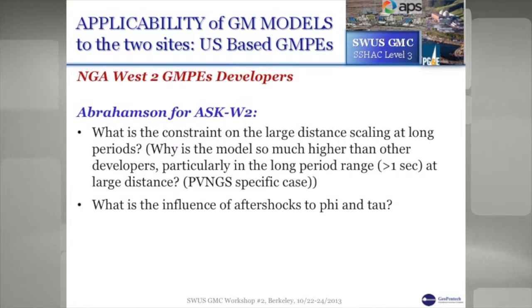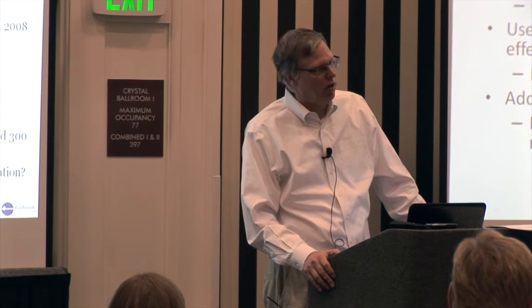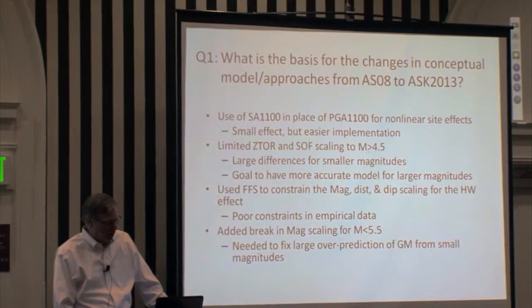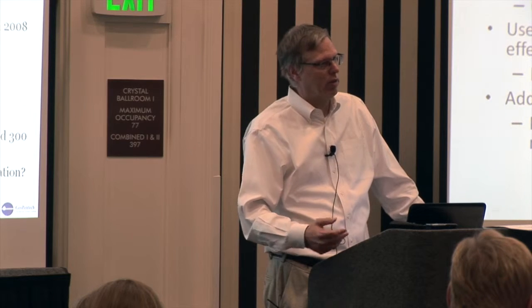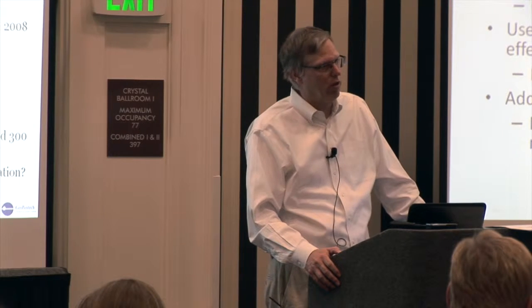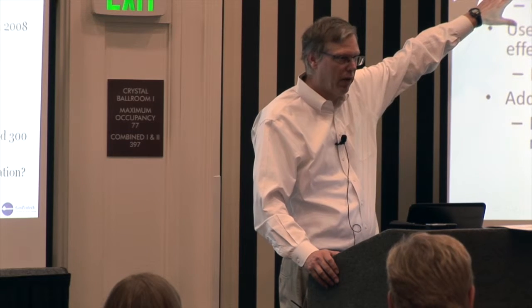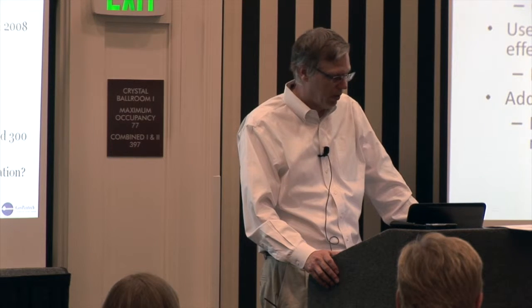We limited, so before we had a style of faulting and depth Z-Tor scale factors. In this model, we limited their impacts to earthquakes over magnitude 4.5 and really tapered it from 5.5 down to 4.5. The reason was we got a large difference in these effects when we went down smaller, and I didn't want the smaller earthquakes to sacrifice the ability of the model to work in the larger magnitude range. So for both of these effects, I think we work better above magnitude 5.5, and it gets progressively worse as you go down to magnitude 3s.